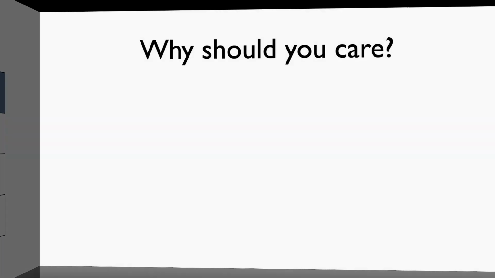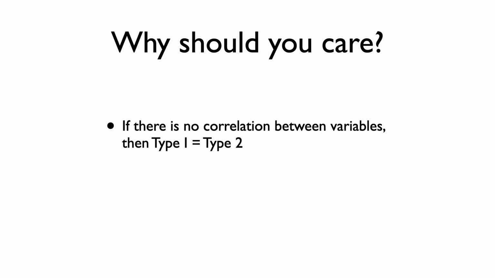So why should you care? If there's no correlation between the variables, so no overlap, type 1s equal type 2s. If there is a correlation, type 1s don't equal type 2s. So that's one way to sort of, in a roundabout way, find out whether there's a correlation between your predictor variables or not, if they overlap.